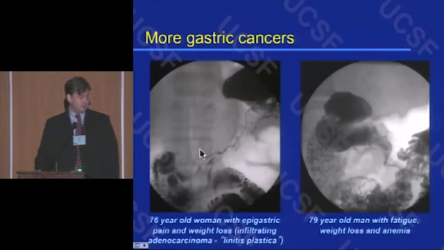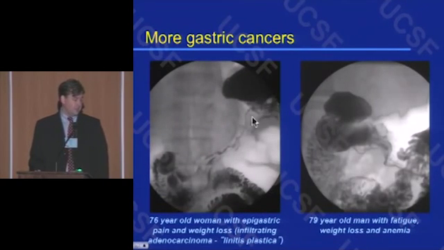Here's some more examples of gastric cancers. You can see diffuse loss of pliability, non-distension, and a classic linitis plastica from infiltrating adenocarcinoma. A different patient coming in with fatigue and weight loss. You can see a polypoid mass on this double contrast in the distal stomach.